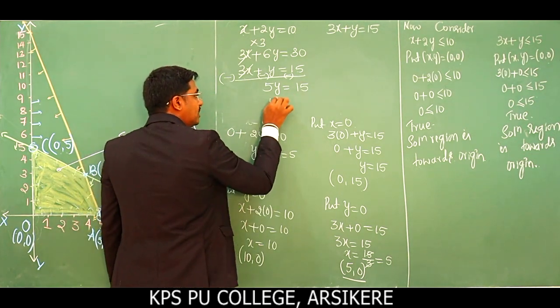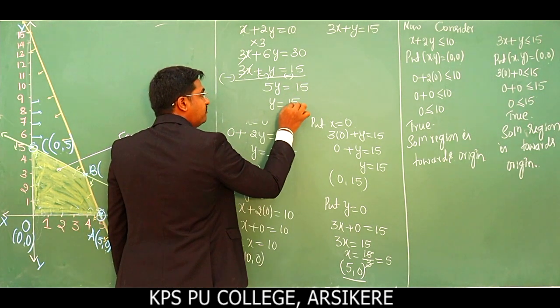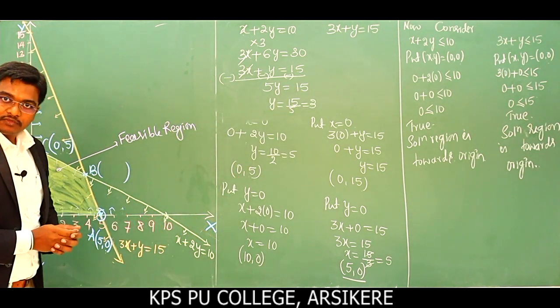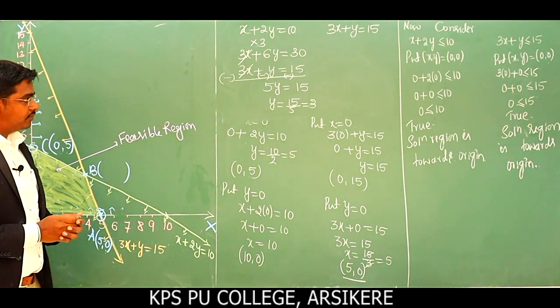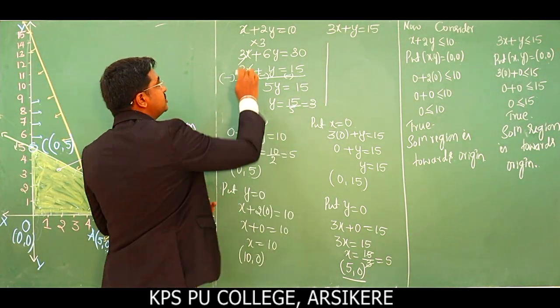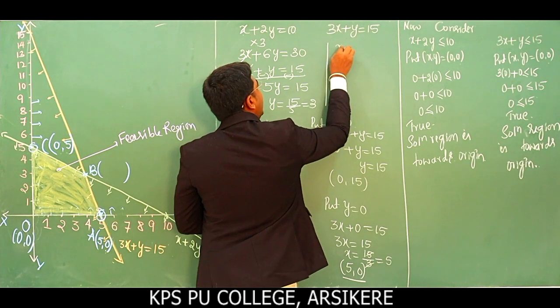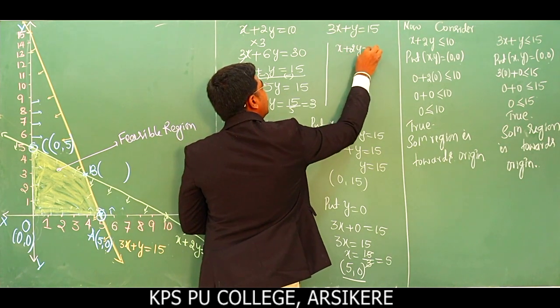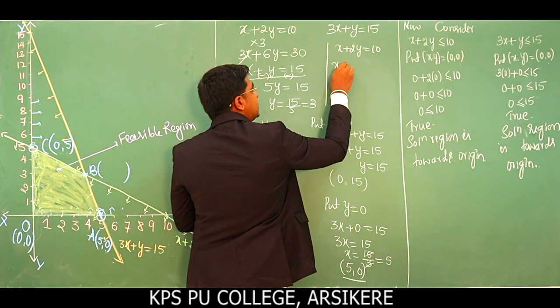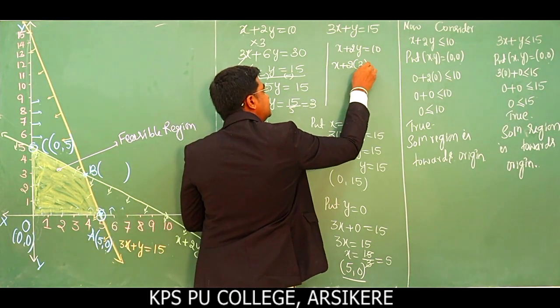Clear? What is y here? y is equal to 15 divided by 5, you will get 3. So y is equal to 3. What about the x value? Substitute in the equation x plus 2y is equal to 10. Substitute y is equal to 3: x plus 2 into 3 is equal to 10.